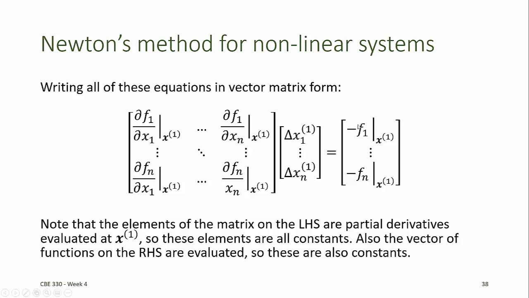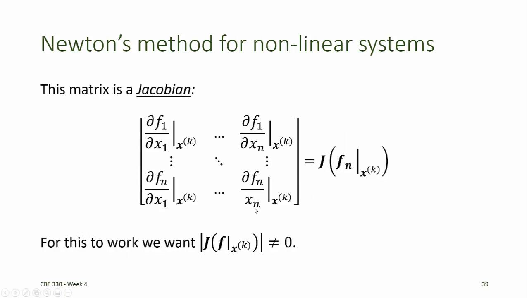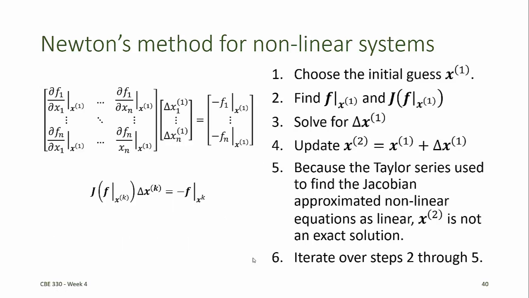Also, the vector of functions on the right-hand side represents evaluating each of the functions at the initial guess, so these are also constants. This matrix you might identify as the Jacobian. This Jacobian is a square matrix because it has n rows and n columns. It's the Jacobian of our function vector f sub n. For Newton's method for systems to work, the determinant of this Jacobian has to be non-zero. That is, this Jacobian must have an inverse.